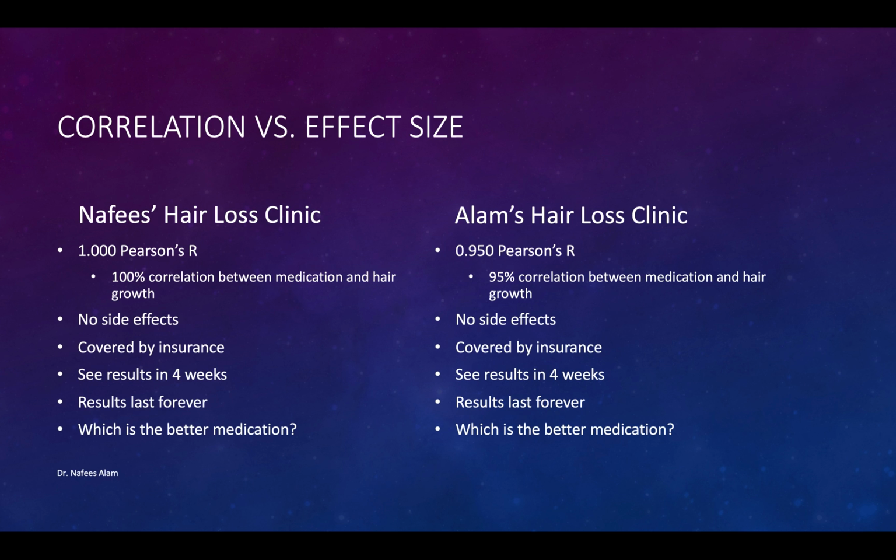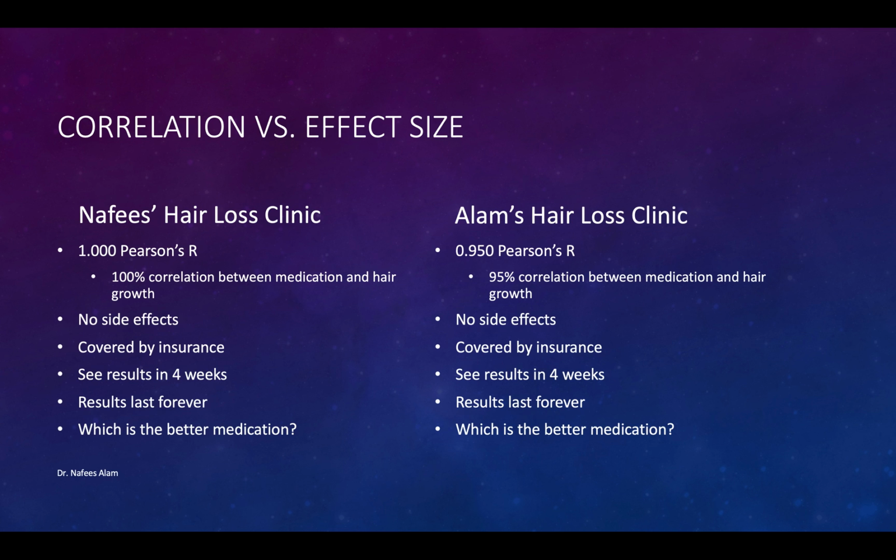And Alam's hair loss clinic, though, has less statistical significance, we see. 0.950 Pearson's R, which means 95% correlation between medication and hair growth, which means, in layman's terms, 95% of the people that take this medication from Alam's hair loss clinic, they grow hair. 95% grow hair with Alam, 100% grow hair with Nafees. Both have no side effects. Both are covered by insurance. In both cases, you see results in 4 weeks.